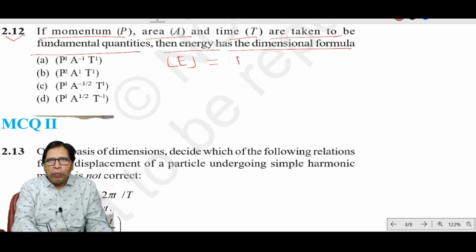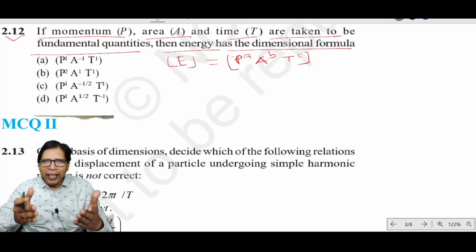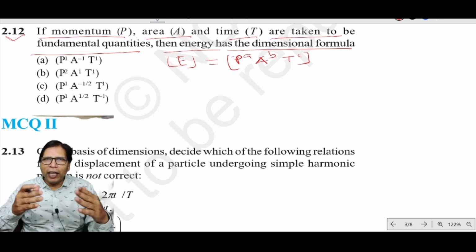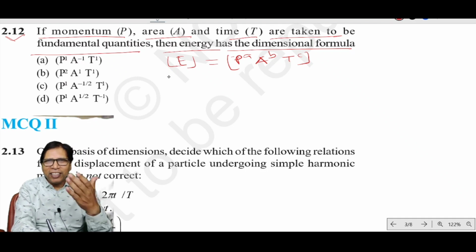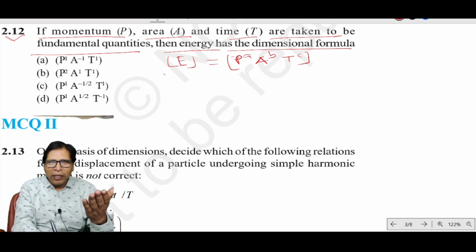P to the power a, A to the power b, and T to the power c. Now we have to calculate a, b, c with the help of the principle of dimensional homogeneity. Look at this here, dimension of energy. What is the dimension of energy? The dimension of energy is M L square T minus 2.